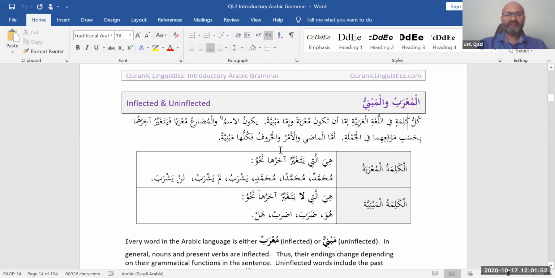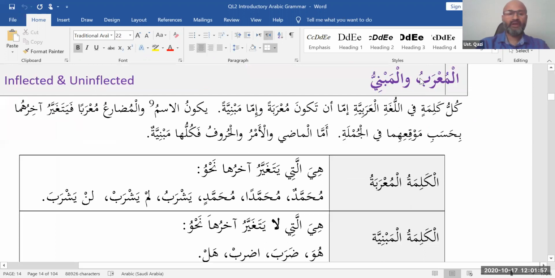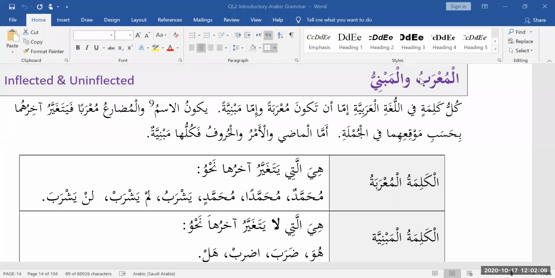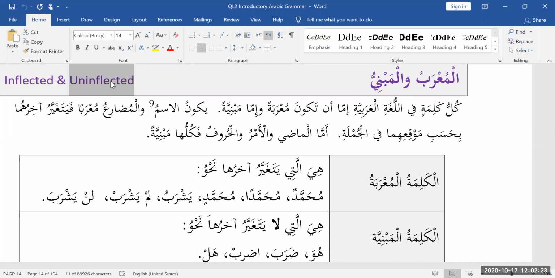So the first lesson is المعرب والمبني. المعرب means inflected, or at least that's how I am translating it. And some people will translate it differently. That's okay. And al-mabni, I'm translating as uninflected. So in this lesson, we're going to learn two technical terms that will be used from now on until the end of time. They'll be used forever. These terms are used a lot.